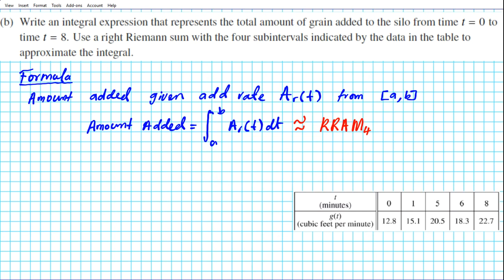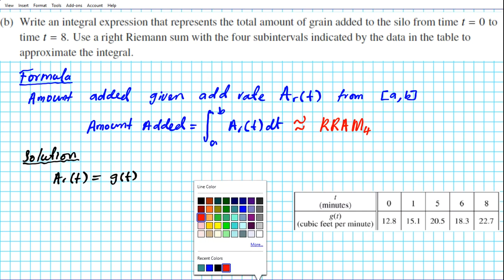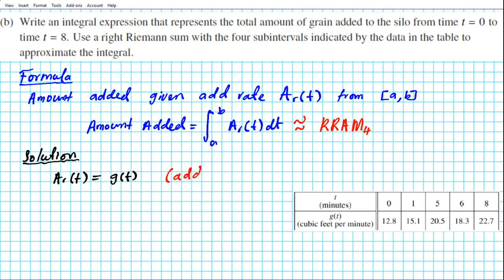Okay, let's go ahead and solve the problem. In this particular problem, the rate at which grain is being added is given by the function g of t. On the AP exam, the rate at which material is being added will be given by different notations. I just use a sub r of t as a general formula, and this varies depending on the problem. So let's make a notation here. This is the add rate. It is a rate, even though it's not expressed as a derivative, it's a rate.